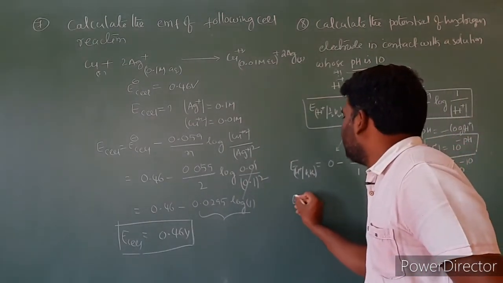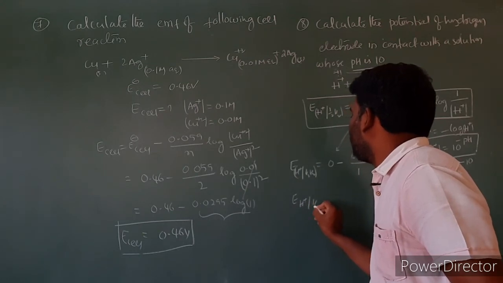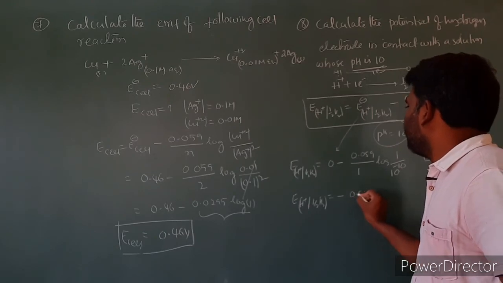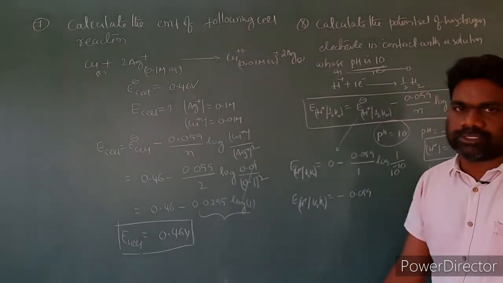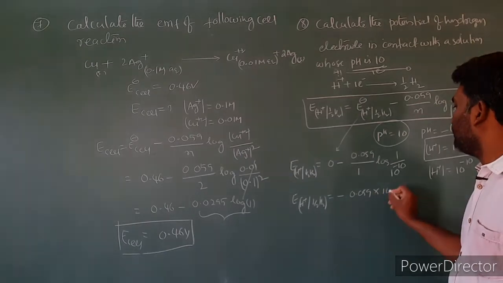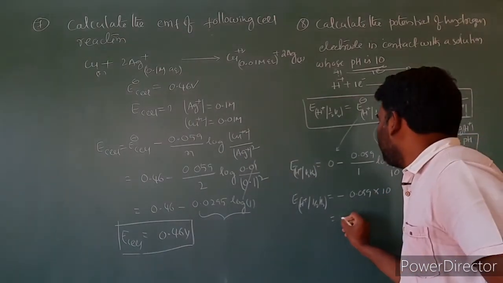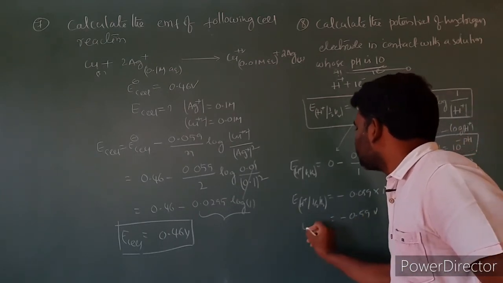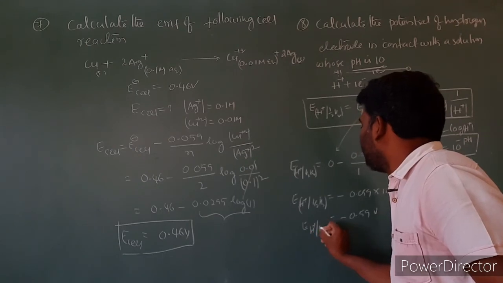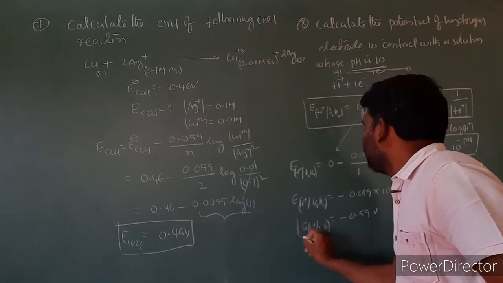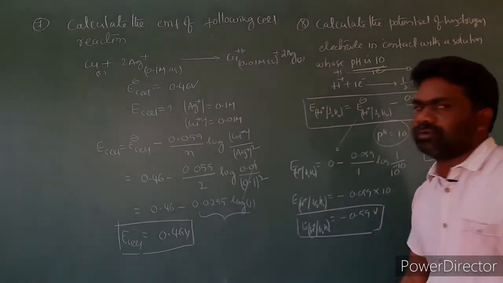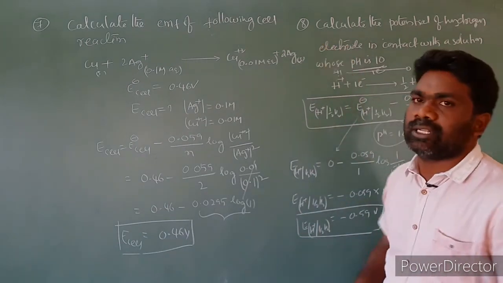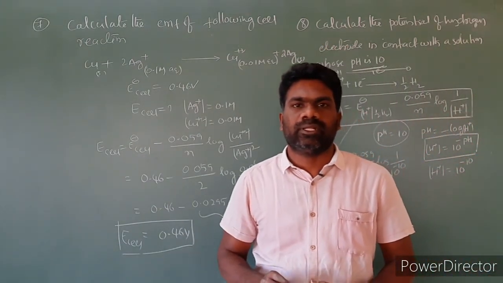Then E of H+ / half H2 is equal to minus 0.059 times 10, that is equal to minus 0.59 volts for H+ / half H2. So this is the potential of this electrode, minus 0.59 volts. This is problem number 8. Next class I will come with another topic.